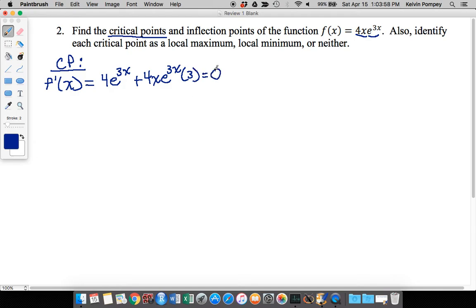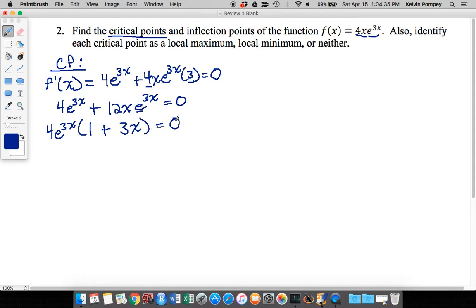I set my derivative equal to 0 in order to help me find my critical point. So I'm going to solve this equation here: 4e to the 3x, plus, when I combine this 4 and this 3 together, I get 12x times e to the 3x equals 0. To solve this equation, I am going to factor out a 4e to the 3x because both of those terms have that in them. When I factor that, I get a 1 from that first term. 4 goes into 12 3 times. I have that x, and I factored out this e to the 3x, so I get 1 plus 3x.